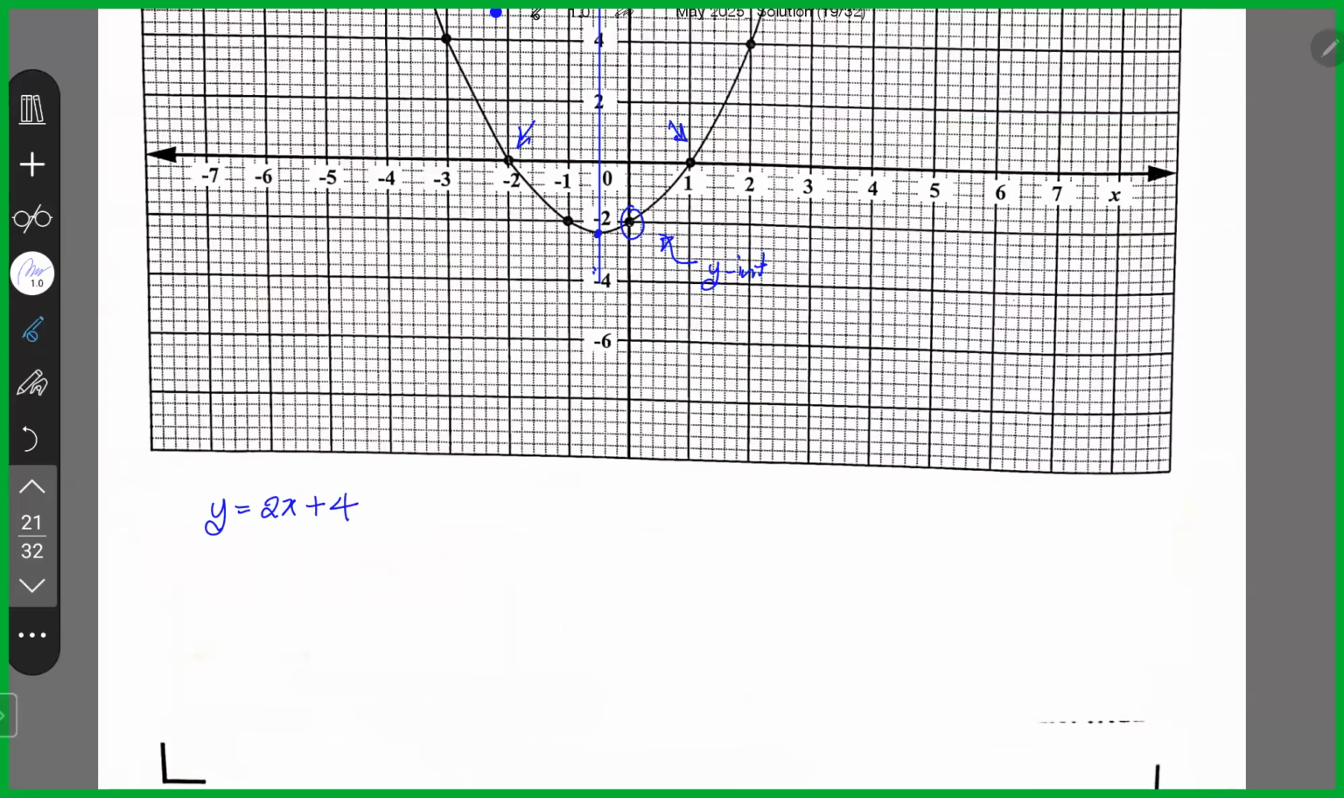I could go after the intercepts. So the y-intercept is when x is 0. I'm going to get y is 2 times 0 plus 4, which is 4. So 0, 4 is the y-intercept.